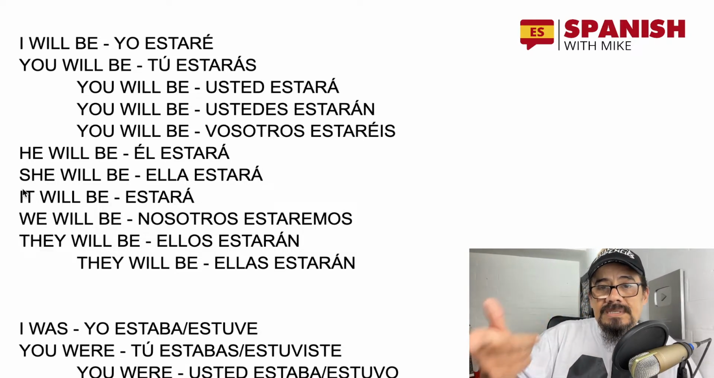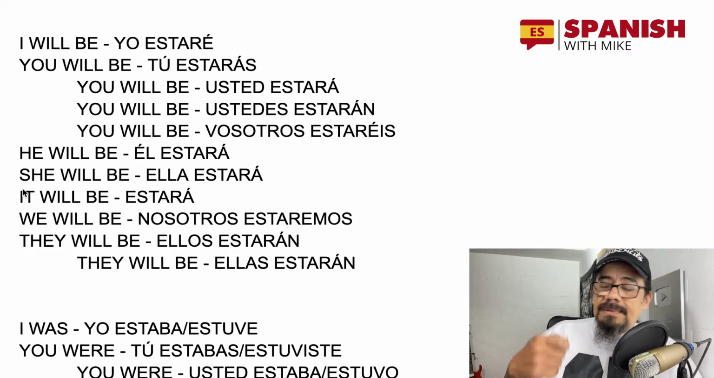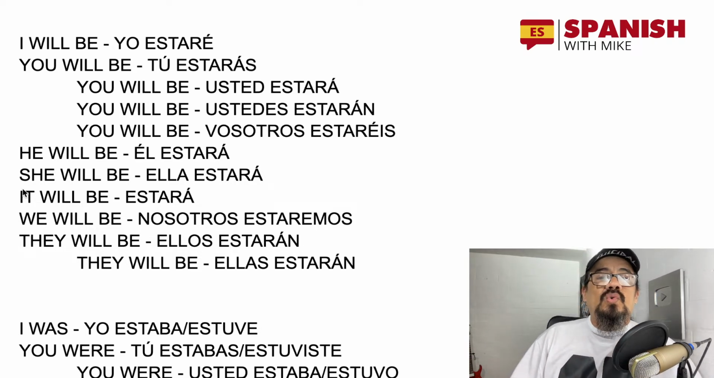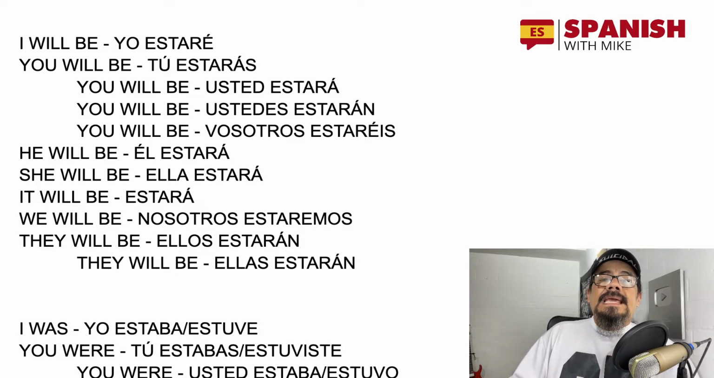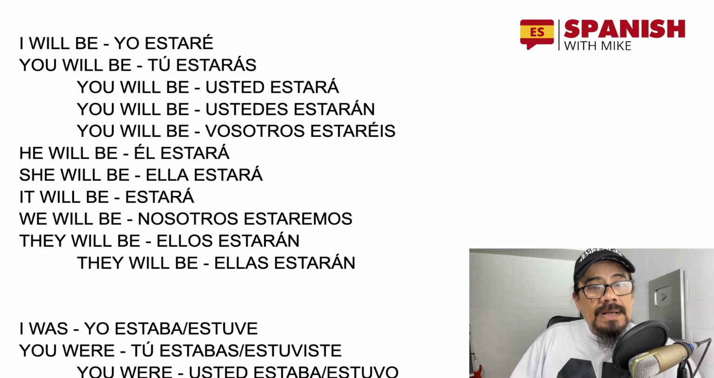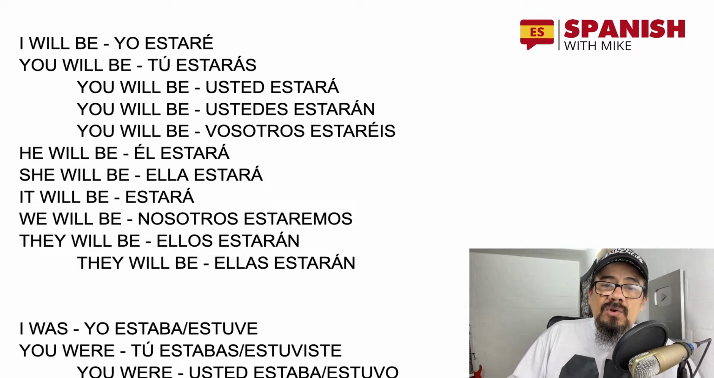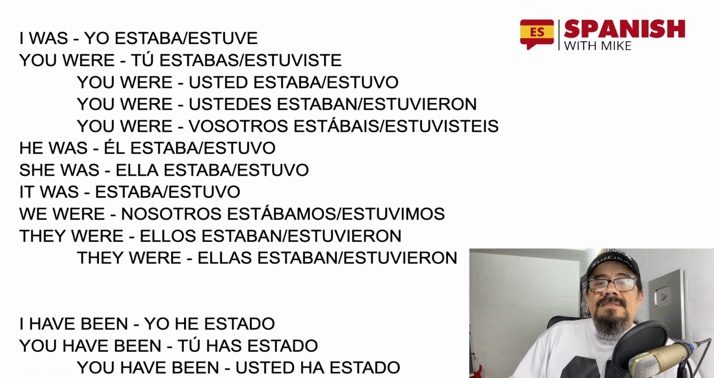You will be playing, usted estará jugando. You will be playing, ustedes estarán jugando. You will be playing, vosotros estaréis jugando. He will be playing, él estará jugando. She will be playing, ella estará jugando. It will be playing, estará jugando. We will be playing, nosotros estaremos jugando. They will be playing, ellos estarán jugando. Male, they will be playing, ellas estarán jugando. Female. And we have the simple past.